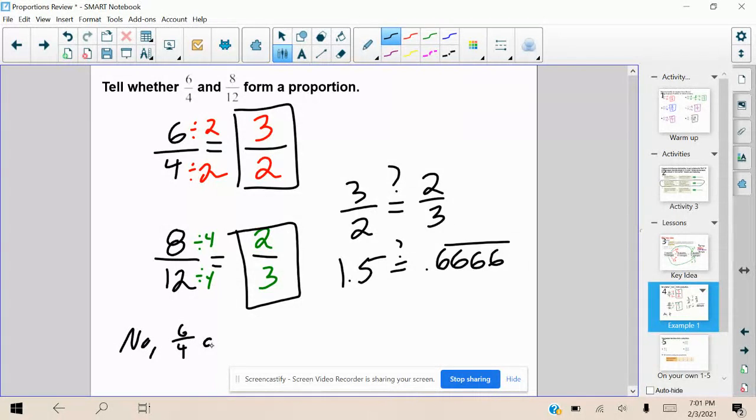6 over 4 and 8 over 12 are not proportional. Sad face, because we want it to be proportional. Since we could not simplify both fractions to get the same overall value, they're not going to be proportional.